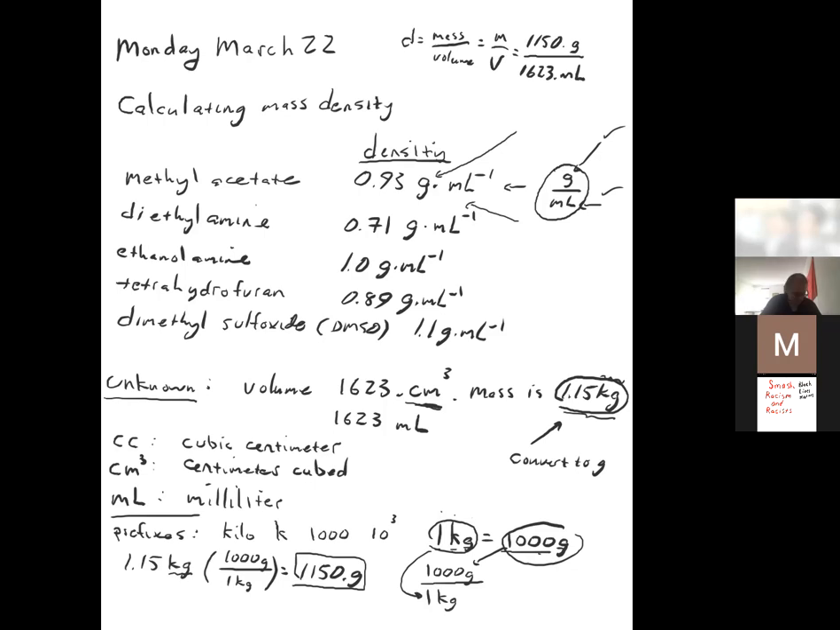1150 divided by 1623. It's about 0.7. It's 0.70856. I tend to put the 0 before the decimal point. I'm going to round it right there to 4 sig figs. We'll talk more about sig figs.